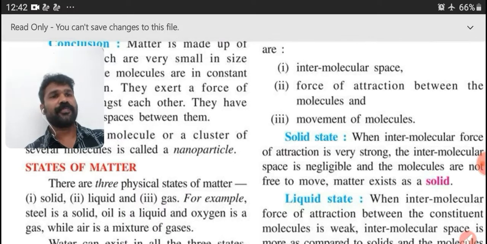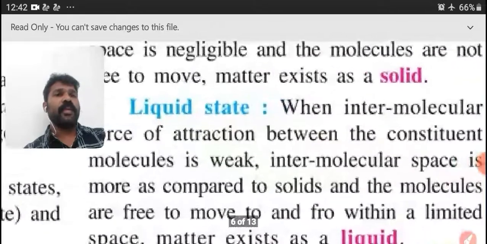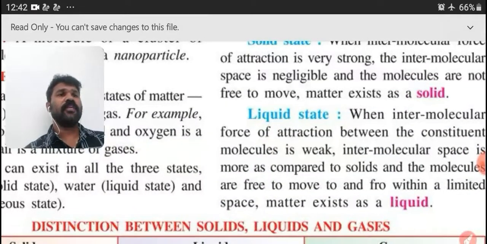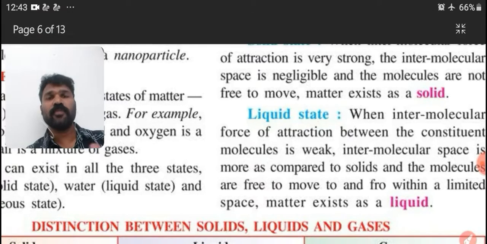Okay, now liquid. When intermolecular force of attraction between the constituent molecules is weak, intermolecular space is more as compared to solids and the molecules are free to move to and fro within a limited space. Then matter exists as liquid. In liquid, the molecules are arranged a little loosely. That's why the intermolecular space is more. Comparatively to the solid, the intermolecular force of attraction is weak in liquid state. That's why those substances are liquid, okay?